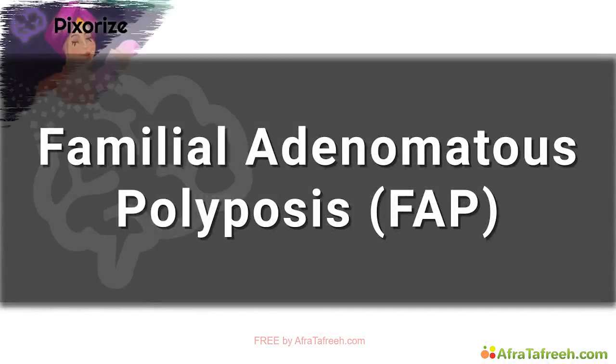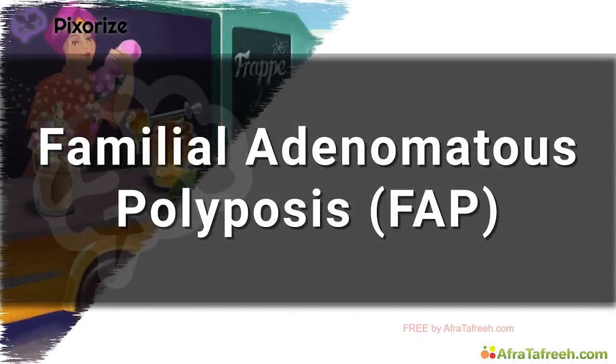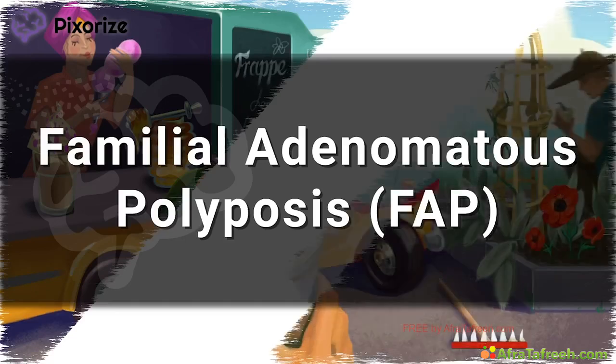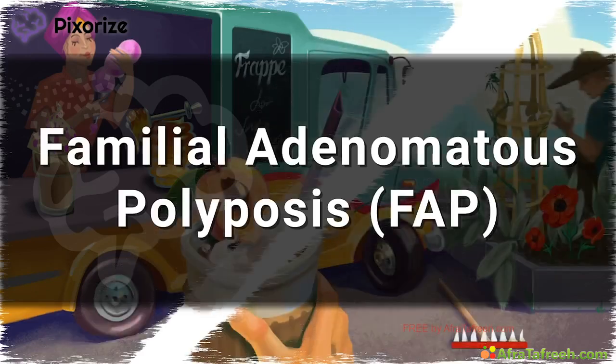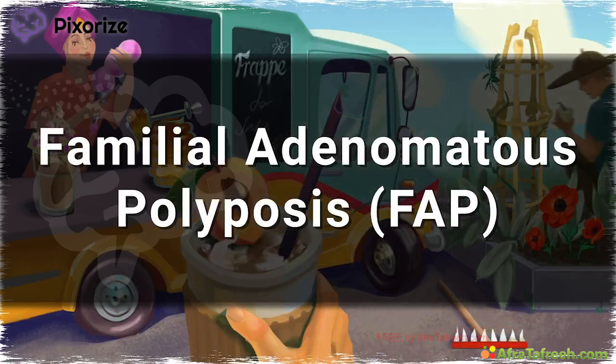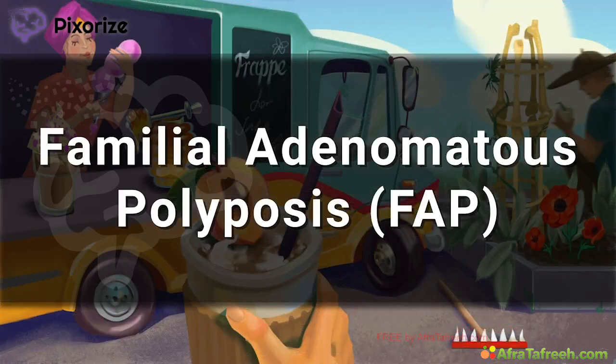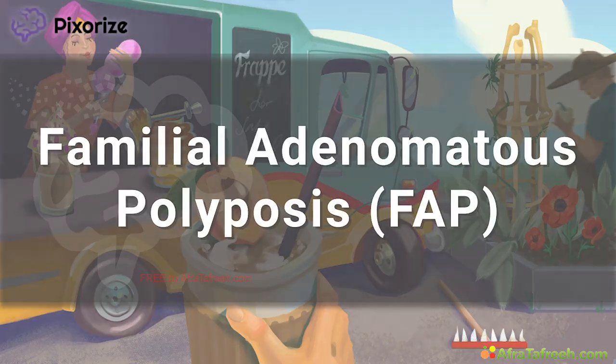Familial Adenomatous Polyposis, or FAP, is an autosomal dominant disorder characterized by the development of thousands of adenomatous polyps in the colon. In this video, I'll be giving you my visual mnemonic to help you remember the cause, signs, and subtypes of FAP for you to remember on test day.